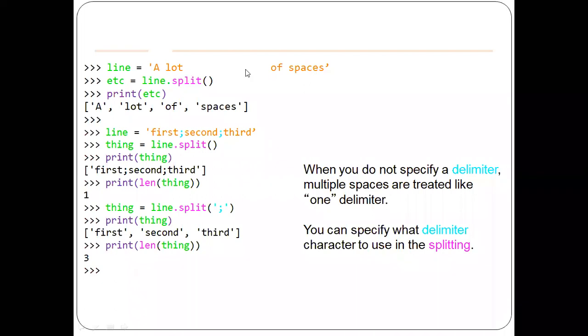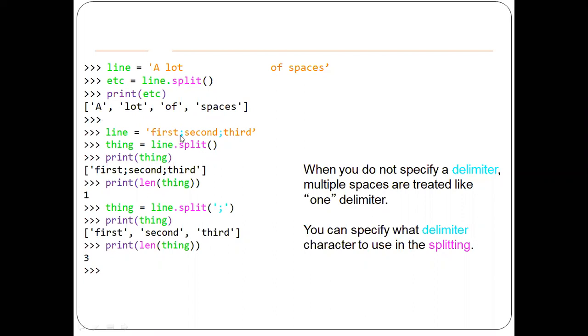You have multiple spaces here. These will be eliminated, and we are considering only four words here: a, lot, of, and spaces. Only four words I have: a lot of spaces here, right? So four words in the list: a, lot, of, spaces, right?